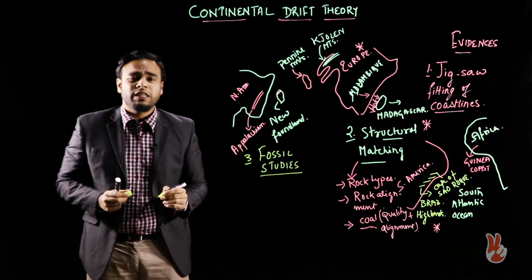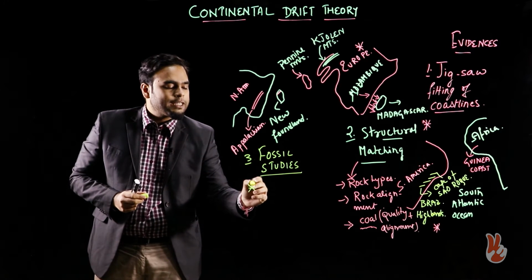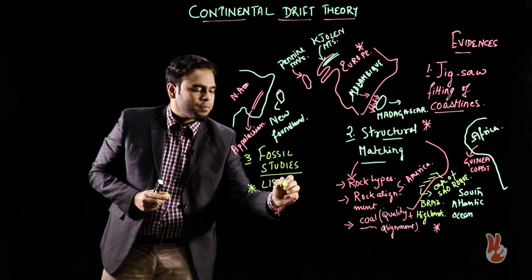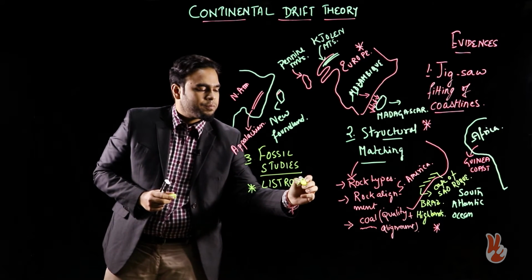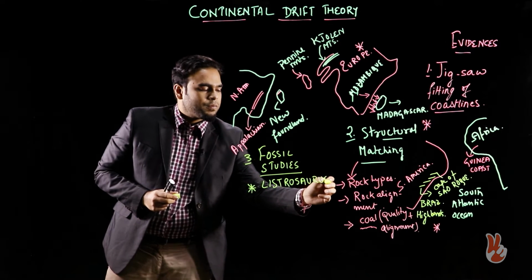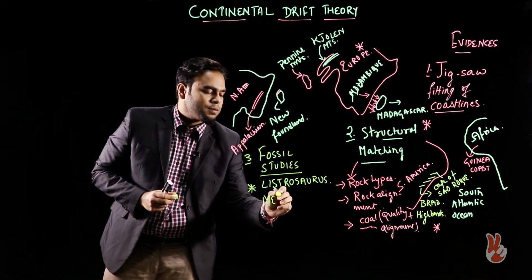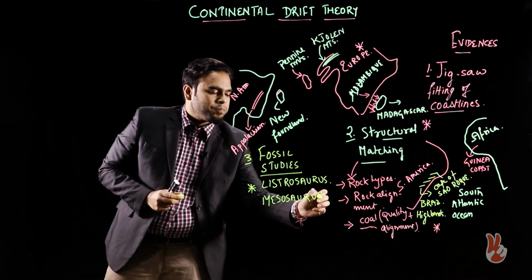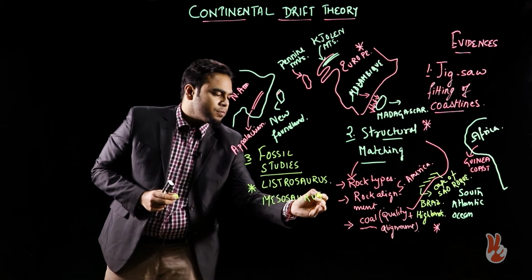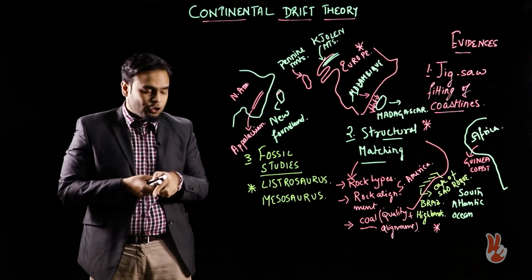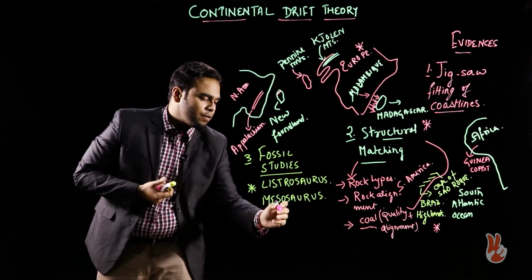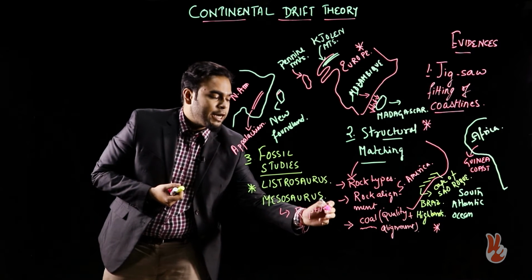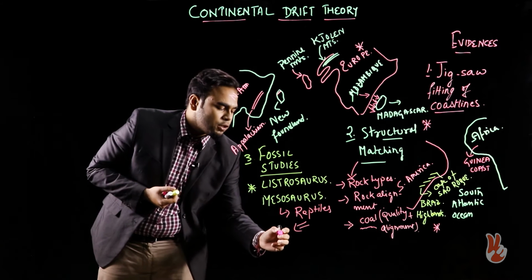Now what is this fossil studies? Now Wegener took the example of two important fossils. One was Lystrosaurus and then Mesosaurus. Now these two, Lystrosaurus and Mesosaurus, are fossils of reptiles. Not any reptiles but reptiles of shallow waters.